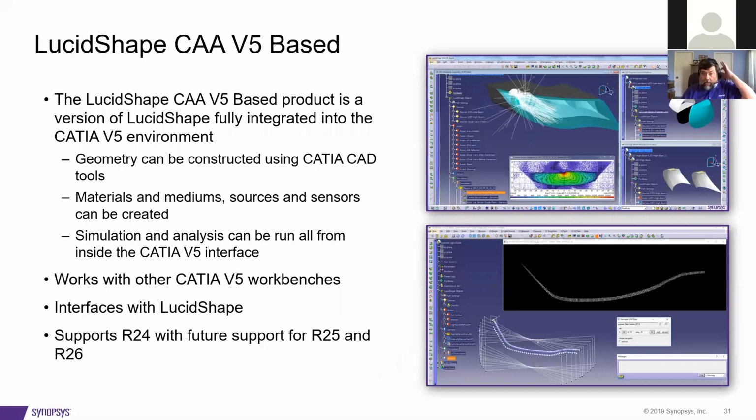Lucid Shape CA V5 based. This is one of our newest products. This is basically Lucid Shape mounted into CATIA. So a lot of our users in the automotive industry use CATIA. CATIA is a CAD program.